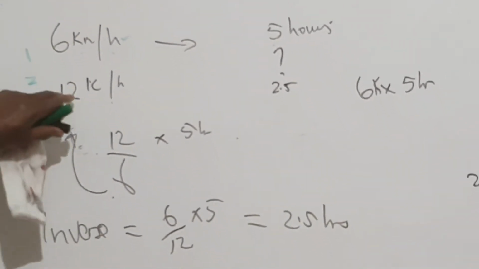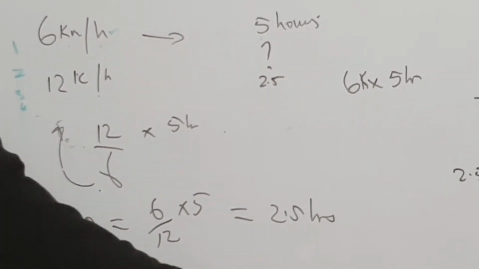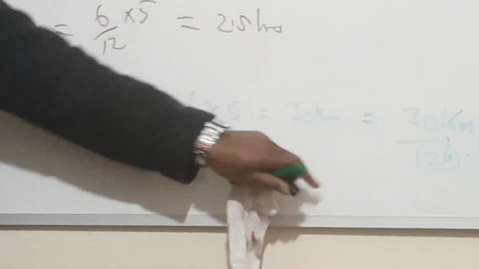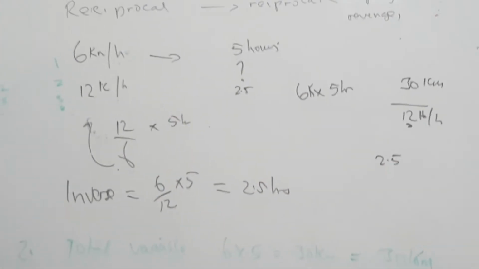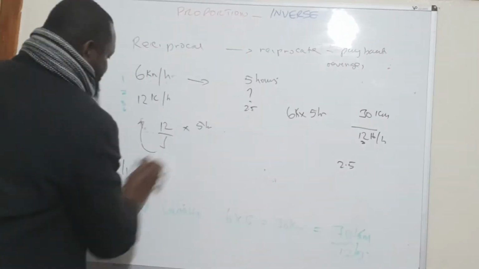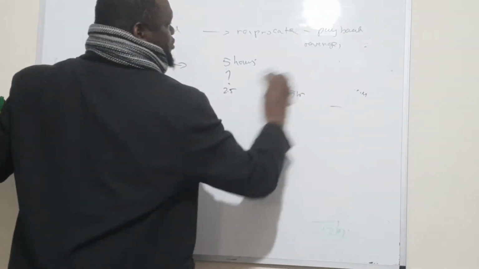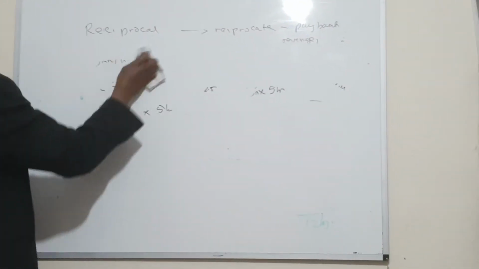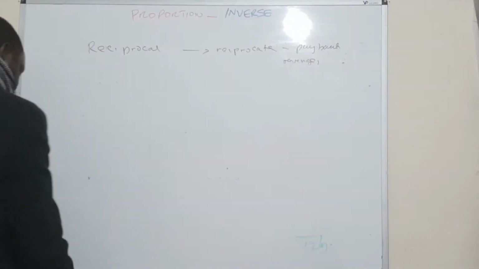You can either do direct and find the inverse, or you find the total journey traveled within that hour and divide by the hour you are asked to find. Okay? This is called inverse proportion, and it is in most cases used in time and speed. Now let's look at this.